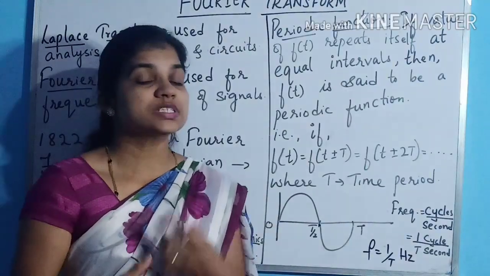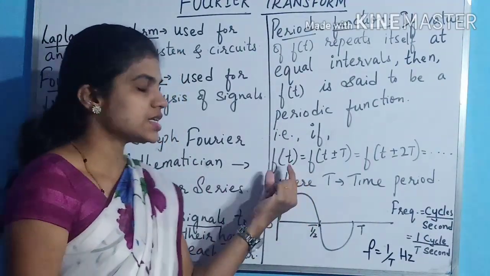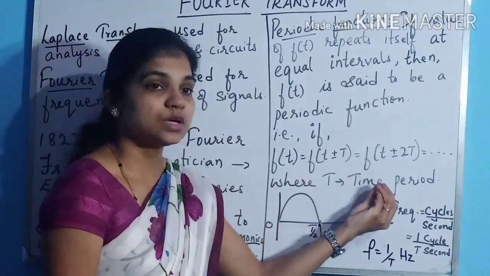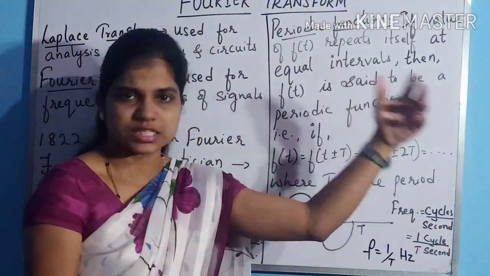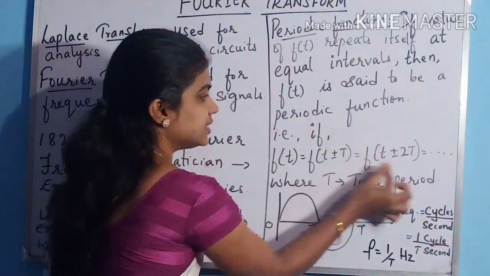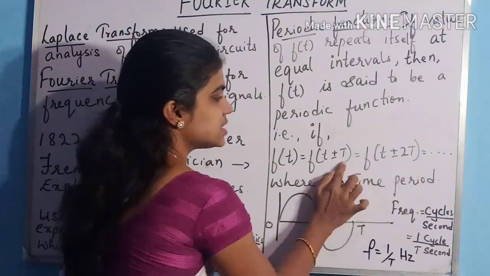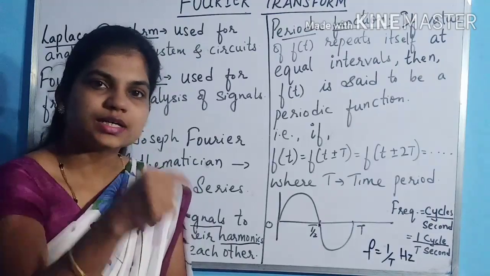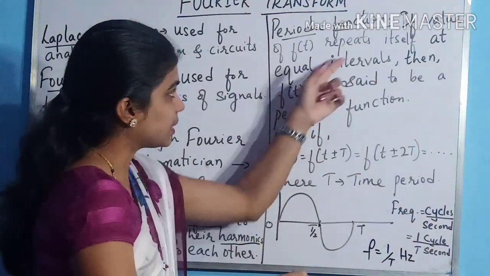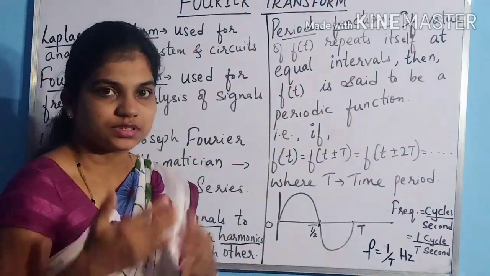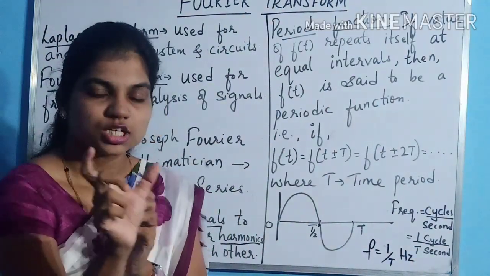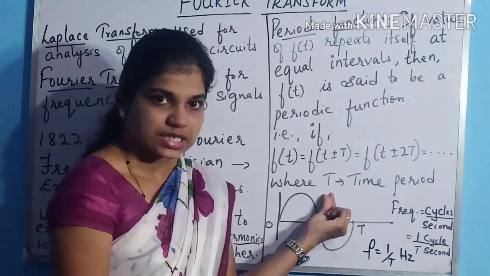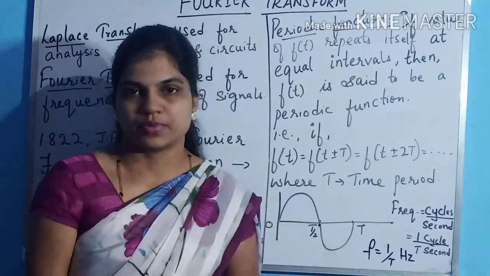So if I want to represent it mathematically, I'm going to write it as f of t is equal to f of t plus or minus T is equal to f of t plus or minus 2T and so on. So if you see, these are the repeated intervals T, 2T, and next will be 3T, 4T and so on. So they are repeating itself at equal intervals, T, 2T, 3T, 4T. So the difference is T itself, right? So this T is nothing but the time period.